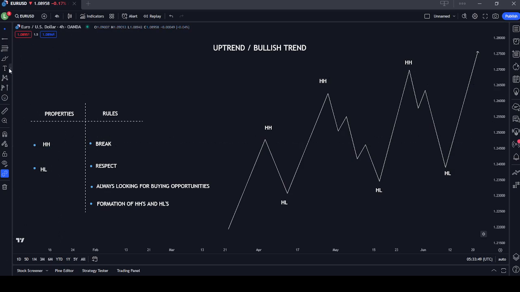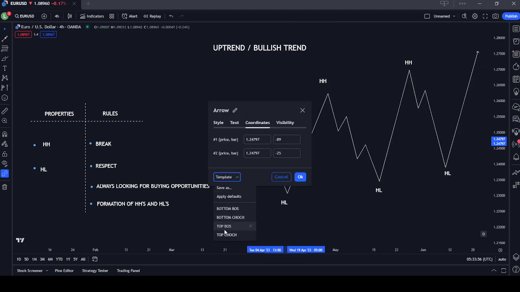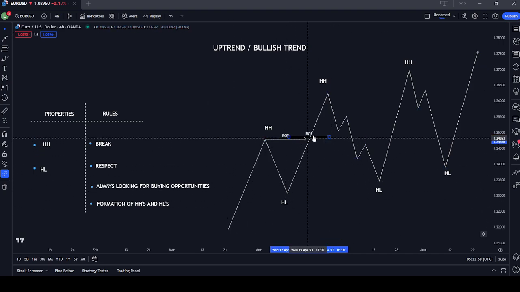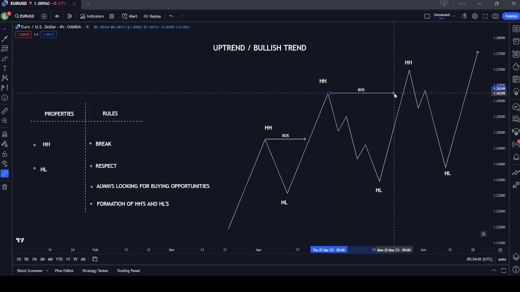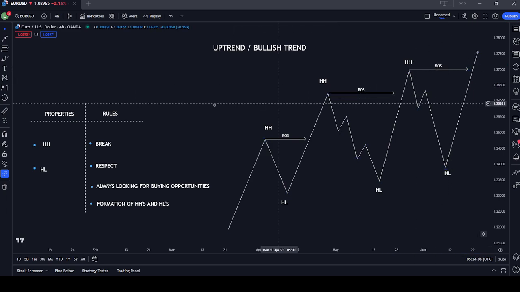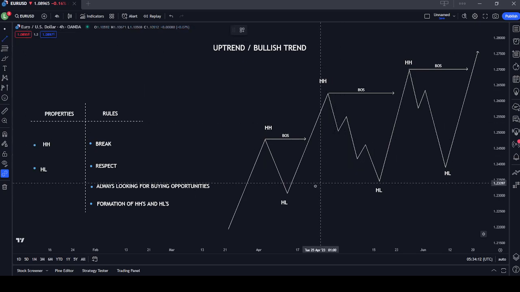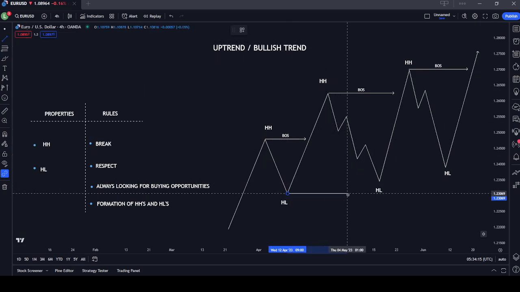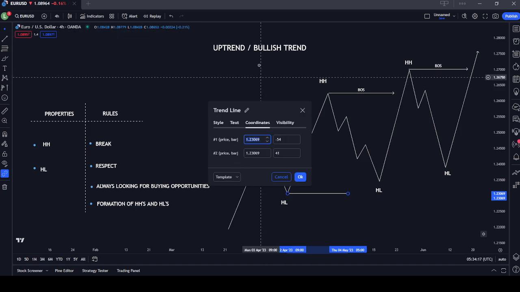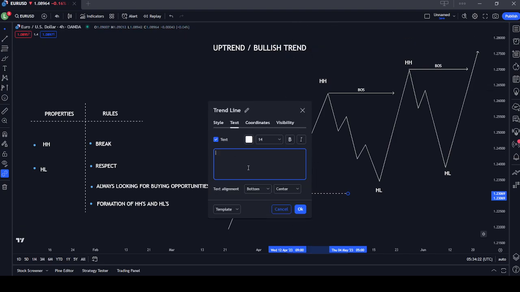When we come to rules, it says we break higher highs. So let's identify where price breaks our higher highs. There, price breaks our higher highs. Then the rules say we respect higher lows. So here, price respects our higher low.